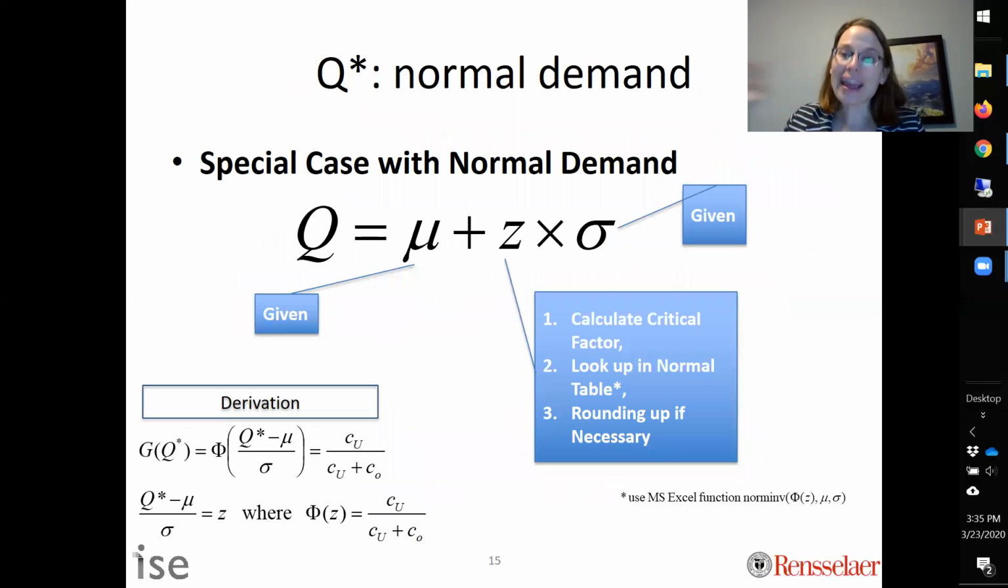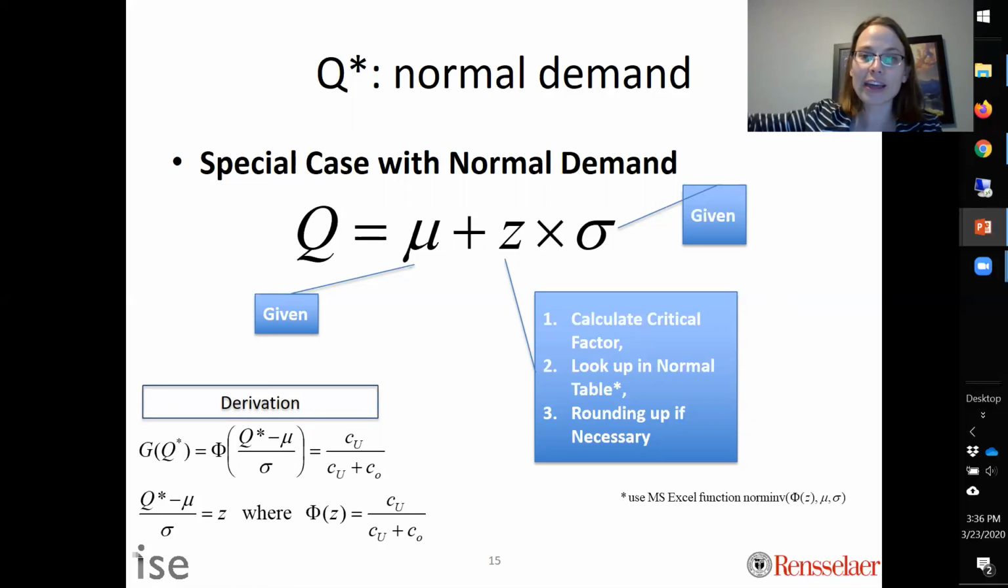So that works for any distribution. One thing to note is that if our demand distribution is normally distributed, we have some nice special equations. If we have normal demand, we're given the mean and the standard deviation of that distribution during the selling period. We need to then calculate our critical factor, and so we'll get some value between 0 and 1.